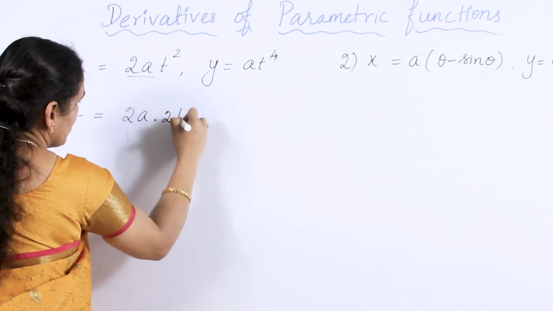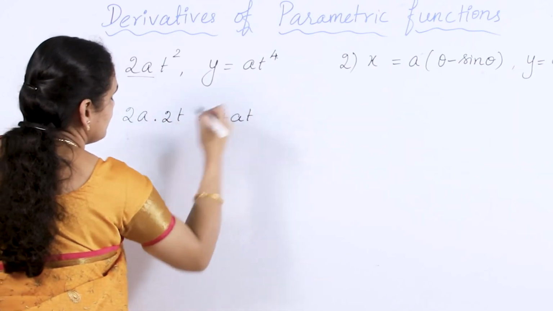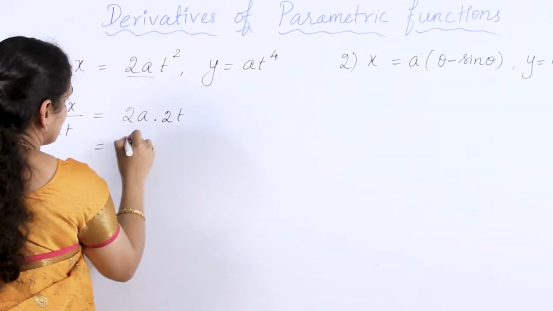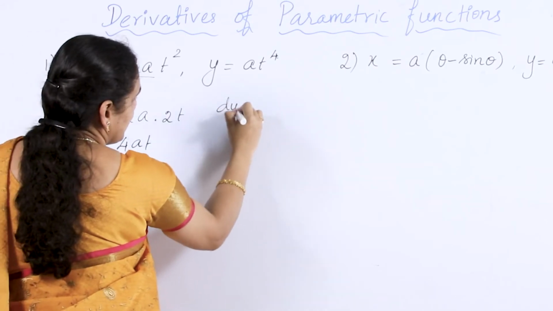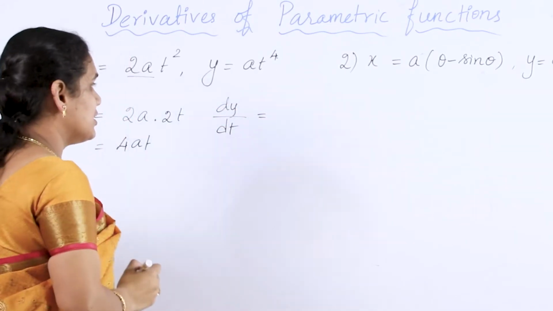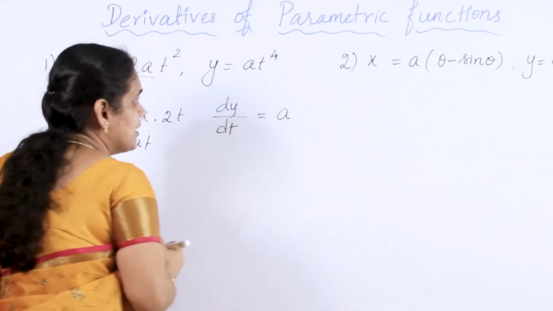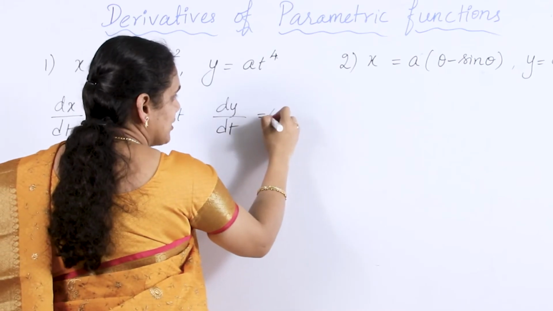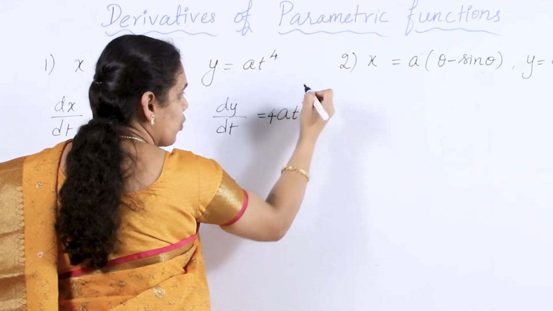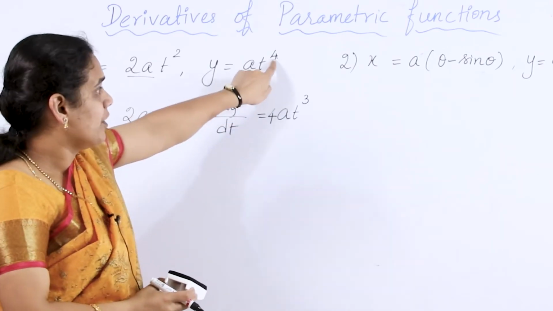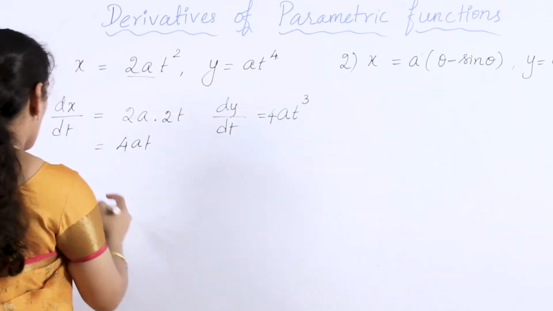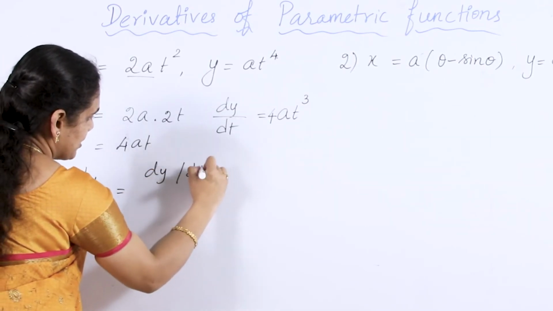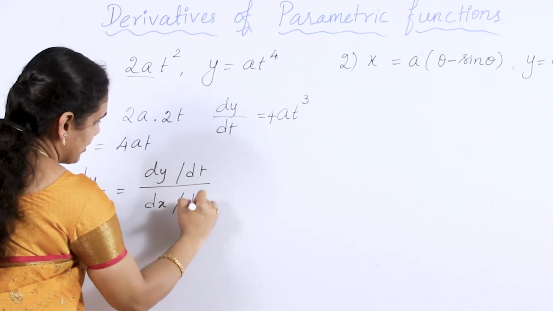So 2a into 2t, this will be 4at. All right, and dy by dt. If you differentiate y with respect to t, a is a constant, so it remains the same. It is in multiplication, so it never becomes 0. And t to the power 4, I already told you, you write the power in front of it and reduce the power by 1. So t to the power 4, derivative is 4t cube. All right. So how do you get dy by dx? dy by dx is dy by dt divided by dx by dt, right?